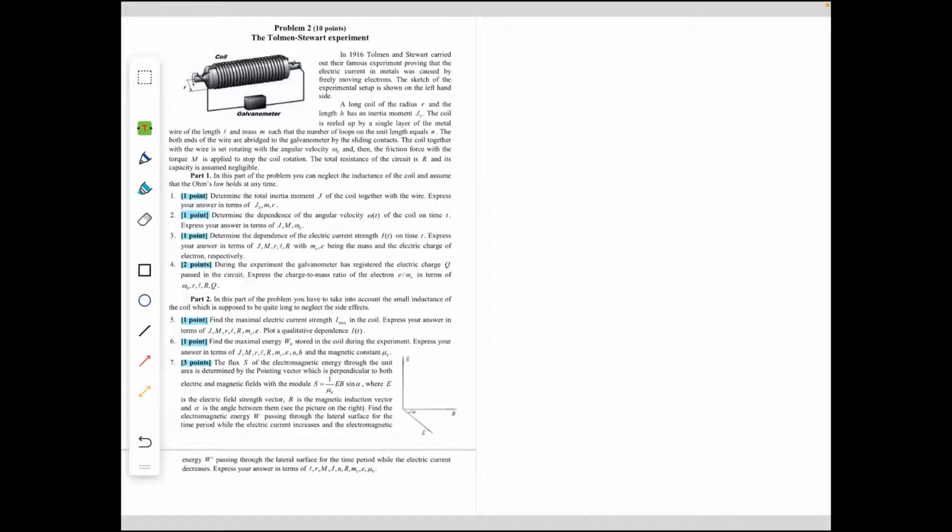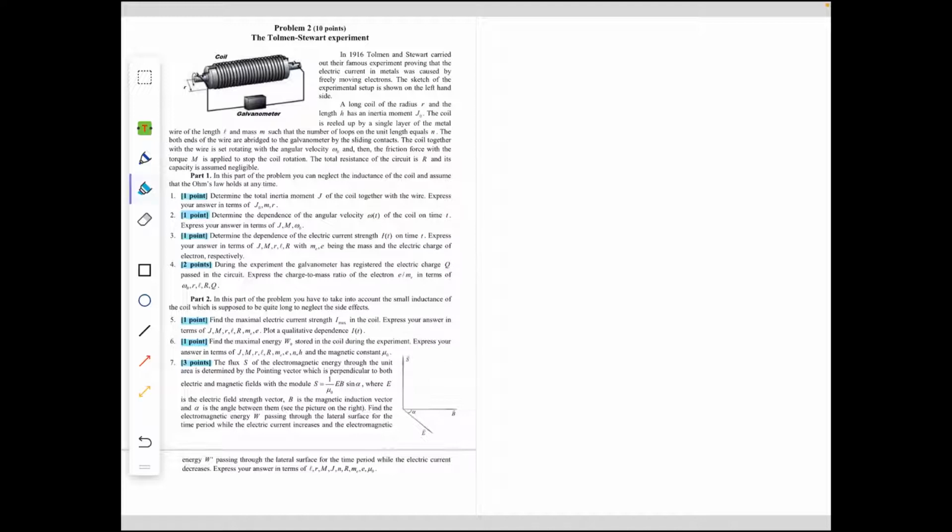So in 1916, Tolman and Stewart carried out their famous experiment proving that the electric current in metals was caused by freely moving electrons. The sketch of the experimental setup is shown on the left hand side. A long coil of radius r and length h has an inertia moment J0. The coil is reeled up by a single layer of metal wire of length L and mass m, such that the number of loops on the unit length equals n. Both ends of the wire are braced to the galvanometer by sliding contacts.